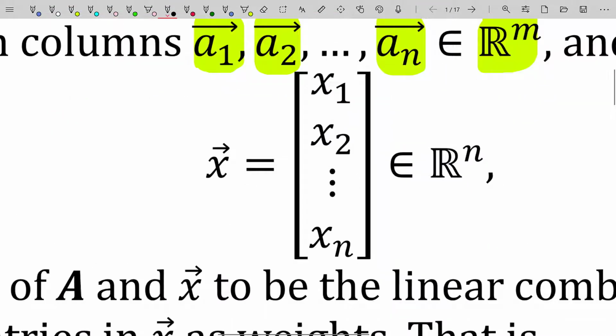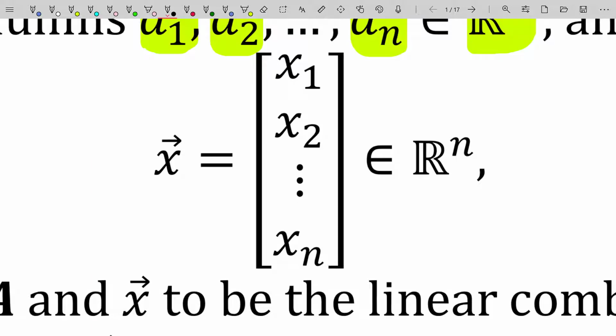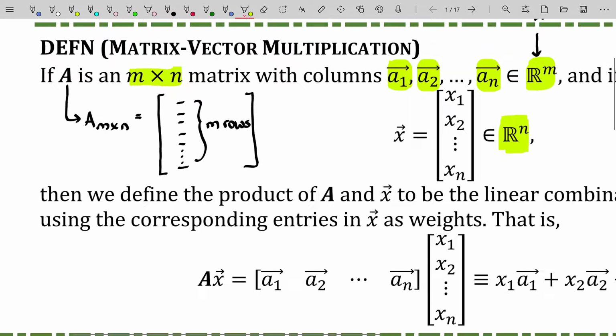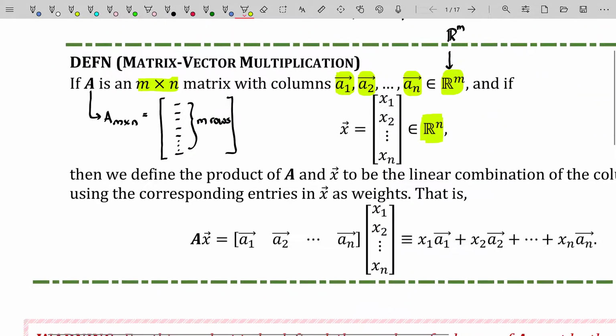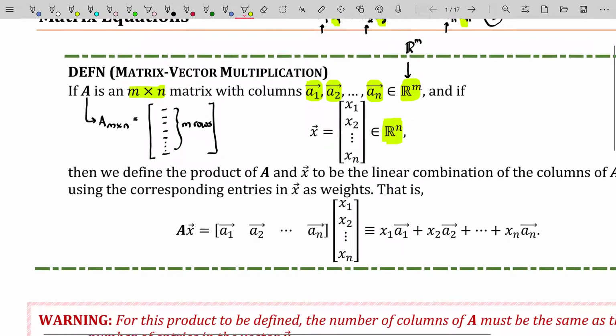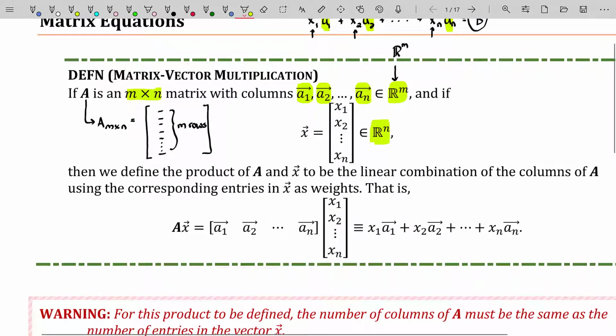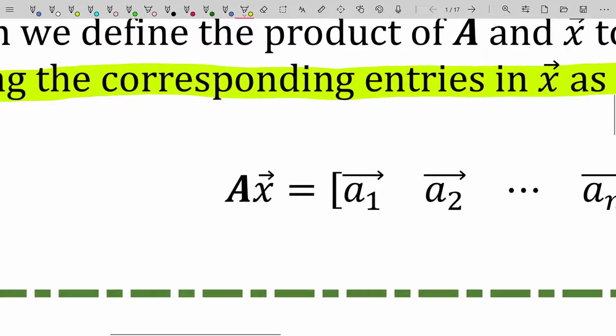And if we also suppose that the vector x is a vector x1, x2, all the way to x sub n, and that is in Rn, so it has n elements, then we define the product of A, the matrix, and x, the vector, to be the linear combination of the columns of A using the corresponding entries in x as weights. Now that should sound very familiar because that is very close to what we used as a linear combination of vectors definition. Symbolically, it looks like this.